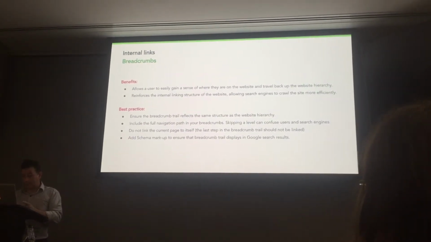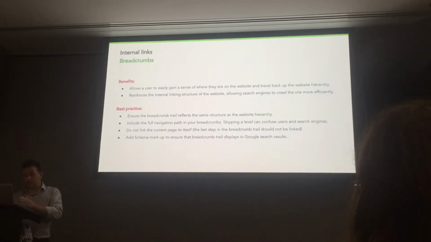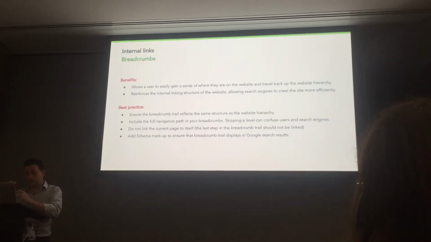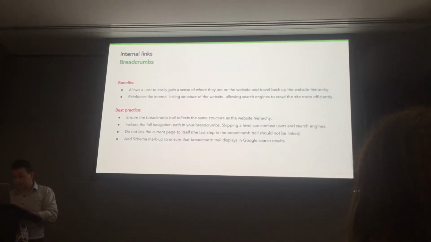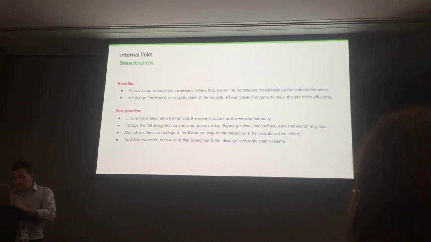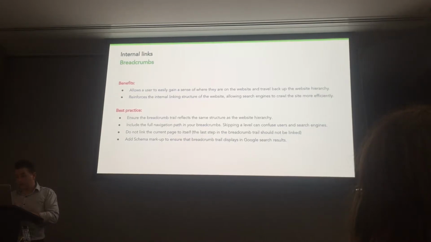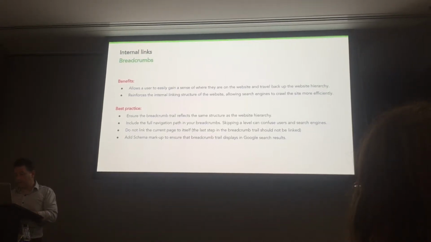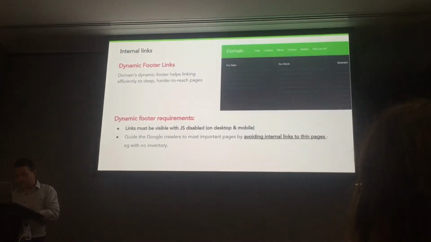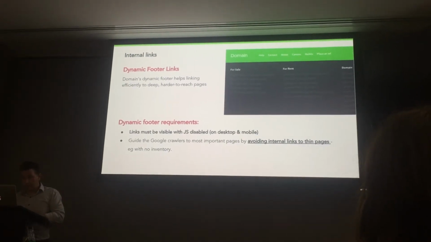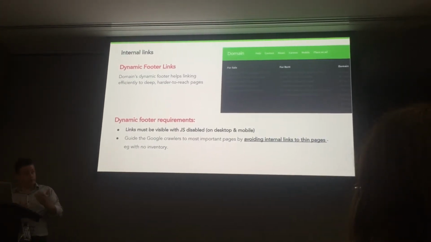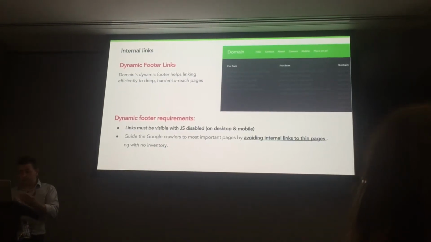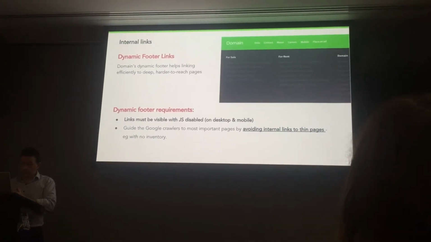If you skip a level, it often gets the web crawlers trying to figure out why that section isn't important, and they may come back even less to that section. Adding schema markup means the breadcrumb trail displays in Google search results, which I'll show you on the next slide. And the internal links as well in the footer. If you generate them dynamically, make sure you can still access them with JavaScript turned off.